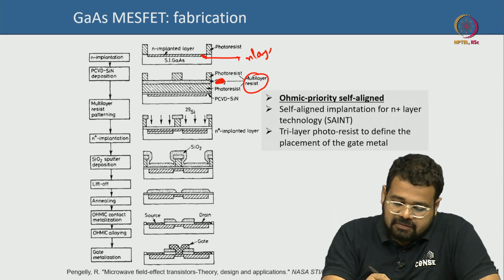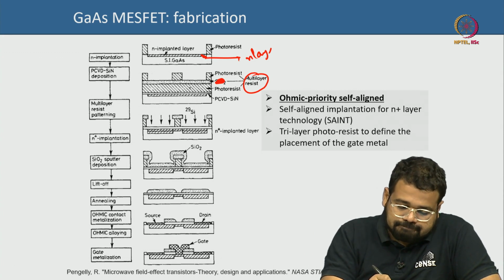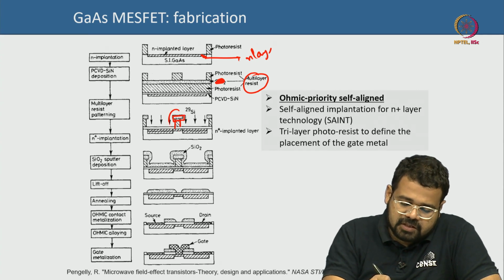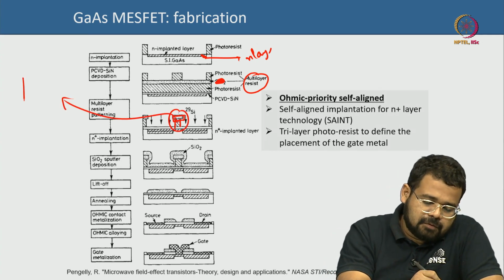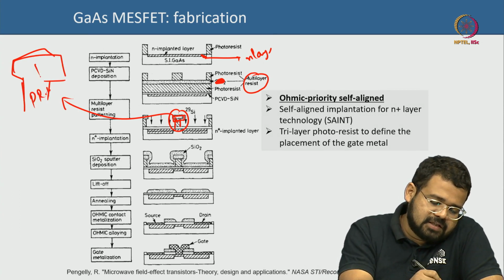Then you selectively open some area. You use one photoresist as the mask over another photoresist. You see this photoresist profile, it has a profile like that, sorry, something like that. Okay. So, there is an undercut, this is photoresist 1 for instance, this is photoresist 2.